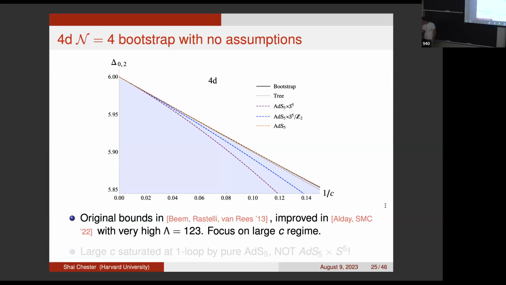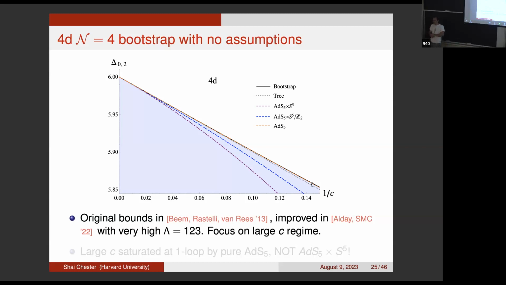And so this is a correction to the gray line, and we get different corrections for each of these different theories. What's very interesting is that the theory that continues to saturate the bootstrap bound at largish n is the pure AdS5 theory, not AdS5 × S5 or AdS5 × S5 mod Z2. This is very surprising, because this bound is a totally general bound. We didn't put in the value of tau. But this one loop correction doesn't depend on tau, and that's why this is a good thing to compare.